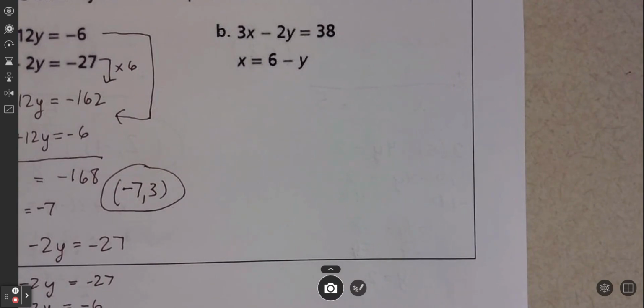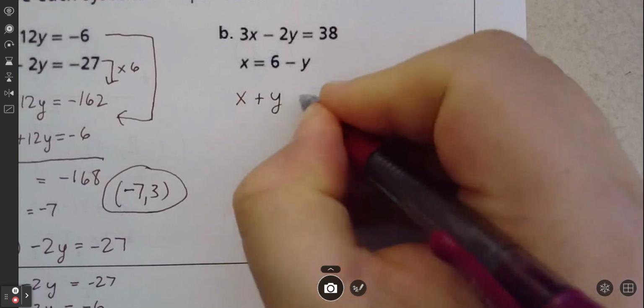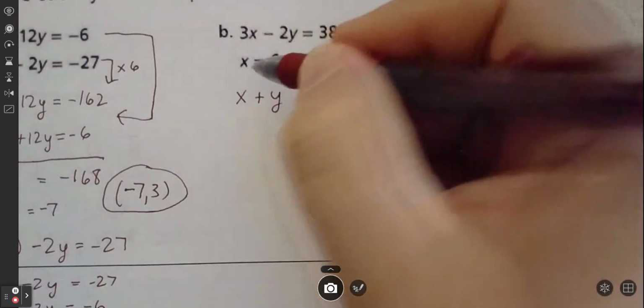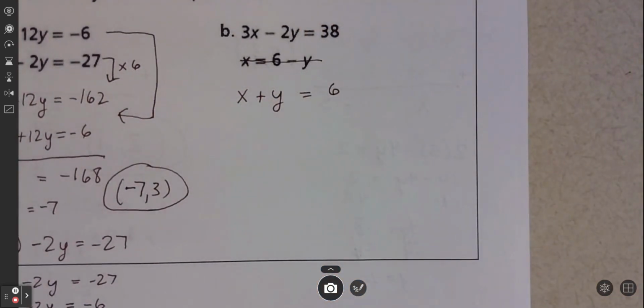What don't I like about this next one? Standard form. We want it to be in standard form. Okay? So I'm just going to change it. So this would be x plus y equals 6. Sometimes I like to just cross it out just so that I can say that that's the one I messed with. And then what do we want to do to get these to match?